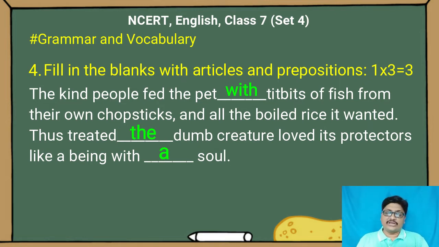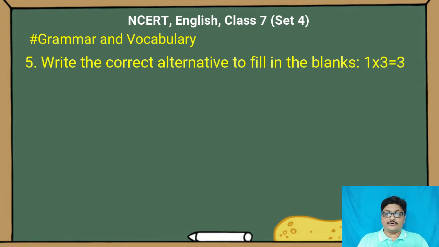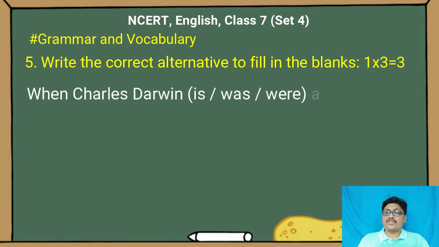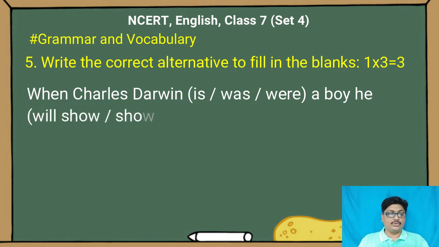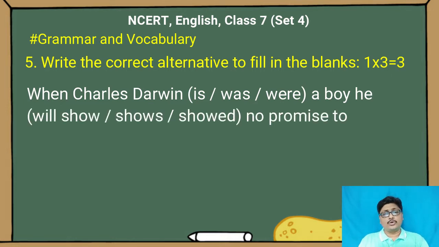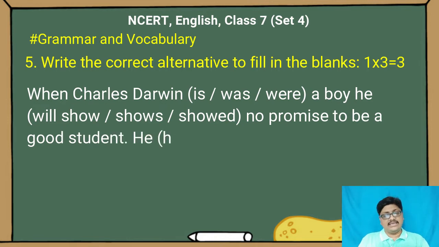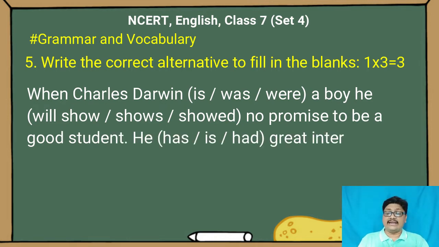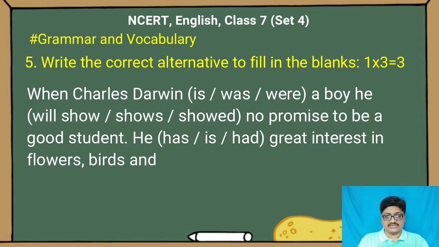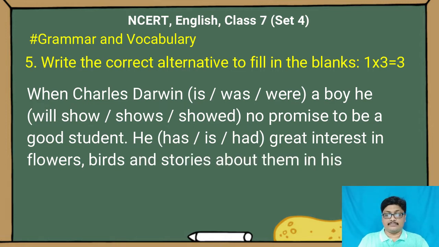Okay, let's come to the next question. Write the correct alternative to fill in the blanks. 1 into 3, so 1 mark for each answer. When Charles Darwin is, was, were a boy, he showed no promise to be a good student. He has, is, had great interest in flowers, birds and stories about them in his books. Understood? So you have to choose one among the 3 options.